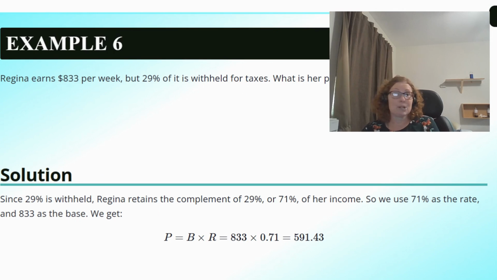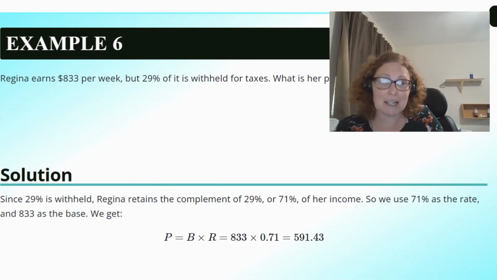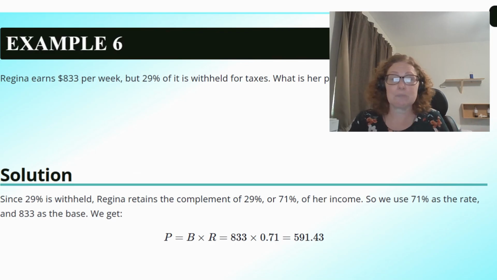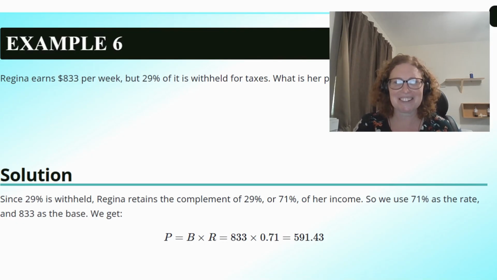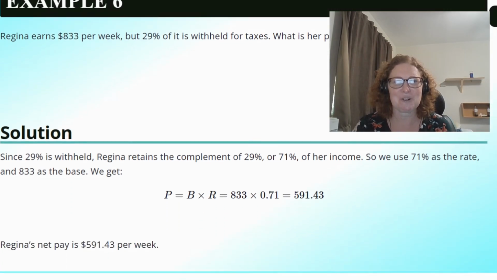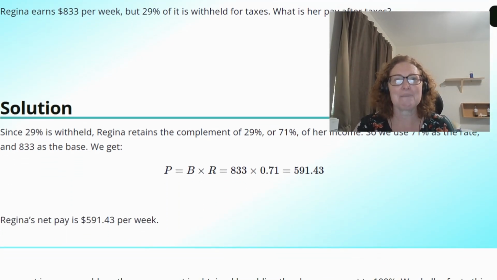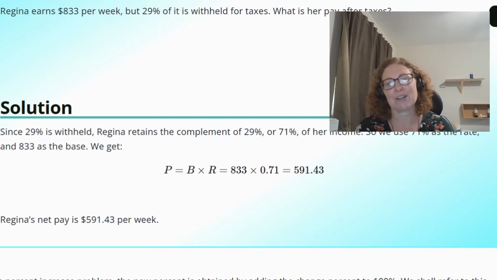It doesn't say how much is withheld. It says what's her pay after taxes. So we're taking out the 29. We are saying P is equal to B times R. We're going to say 833 times 0.71 is going to give you the part of 591.43. So her net pay is 591.43 per week. Again, make sure you're looking at what they're asking.